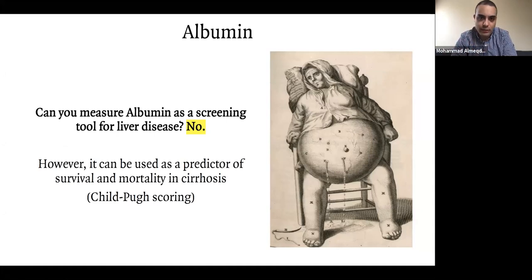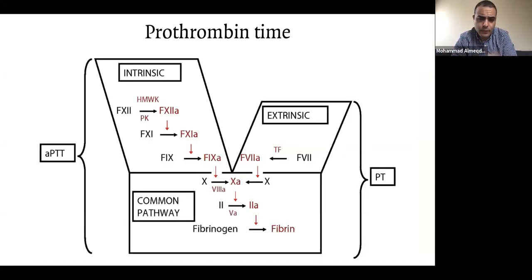That's a bad prognostic sign. Okay. The other thing is prothrombin time, right? Prothrombin time is this part right here, the extrinsic pathway. It has nothing to do with the intrinsic pathway. And this measures primarily the vitamin K dependent factors, which are 2, 9, 10, and 7, right? And these are the procoagulation factors.